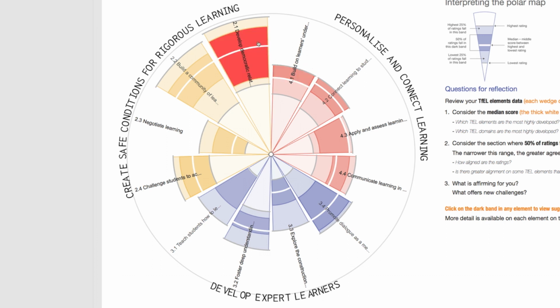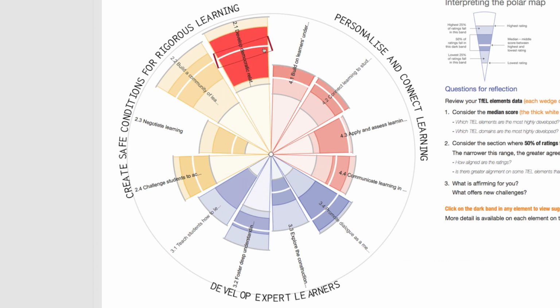In this example, the band is wide for TfEL Element 2.1, Develop Democratic Relationships. This indicates that survey participants have different experiences of this TfEL element in the learning environment created by the teacher. Conversely, the band is narrow for TfEL Element 4.1, Build on Learners' Understandings, indicating the ratings are more aligned. Why is this interesting? A narrow band and low rating means that everyone who provided feedback agrees that this area of the teacher's practice needs developing.